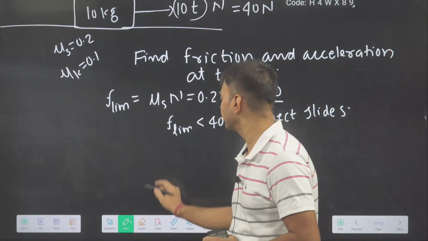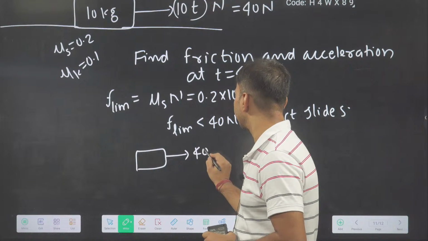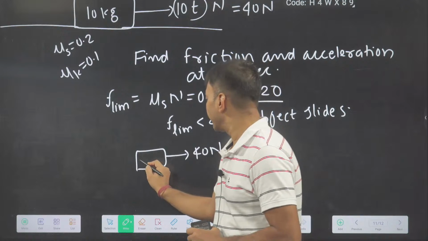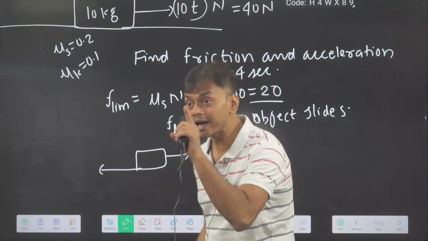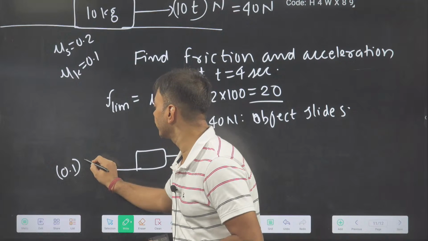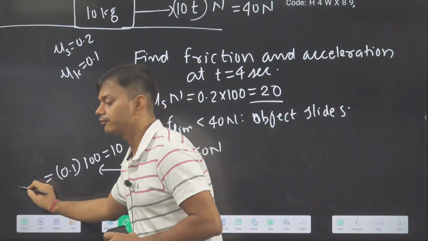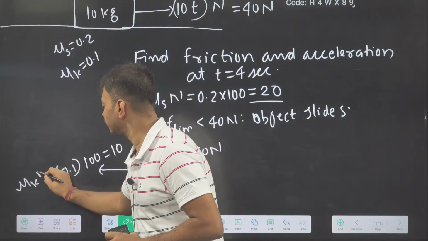So now I will say that on the block, driving force is 40 Newton, 10 t and t equal to 4. And the friction is mu k into n. And what is mu k? 0.1 into n, which is 100. Mu k into n is 10. I have used mu k into n.